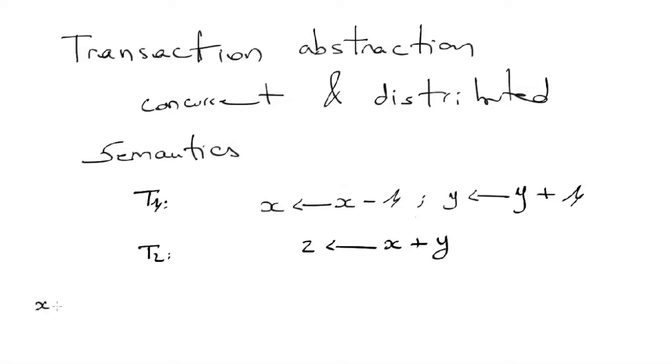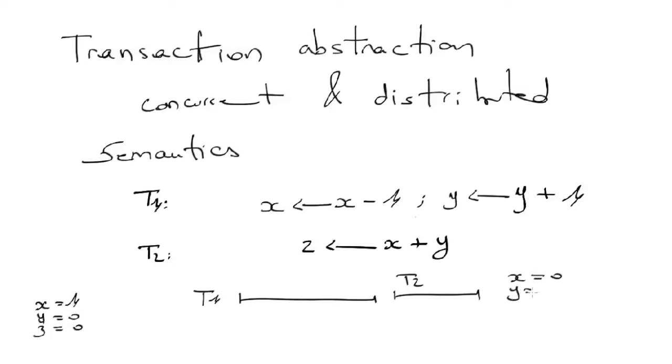So assume initially that x equals 1, y equals 0, and z equals 0, and let's ask ourselves what would be the value of x, y, and z after executing t1 and t2. If t1 executes before t2, then x will be 0, y will be 1, and z will be 1. Interestingly, we will get exactly the same result if t2 executes before t1. But what happens if t2 and t1 execute concurrently?